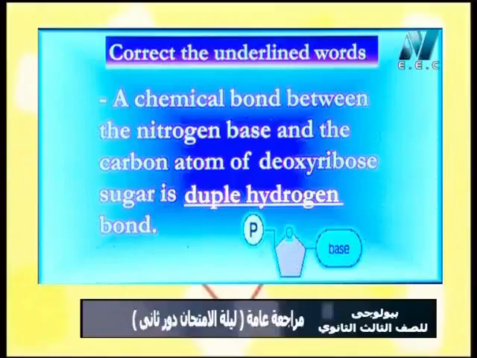السؤال اللي بعد كده بيقول لي a chemical bond between the nitrogenous base and the carbon atom of the deoxyribose sugar is double hydrogen bond. بيسأل حضرتك على البوند اللي بين النيتروجينوس بيس والكربون اتوم نمبر 1. البوند دي اللي انا بشاور عليها دي دبل هيدروجين بوند؟ لا طبعا مش دبل هيدروجين بوندز.